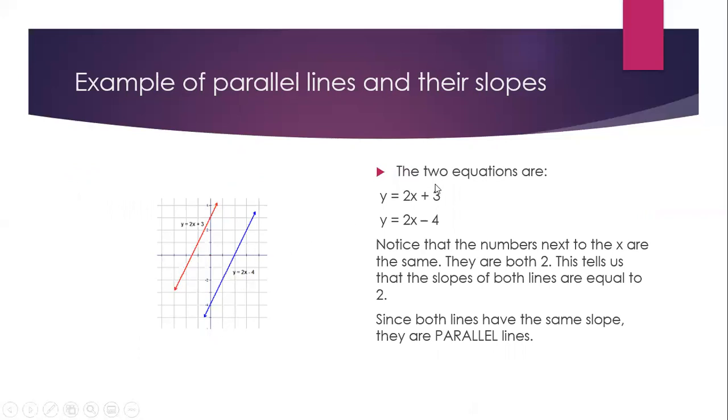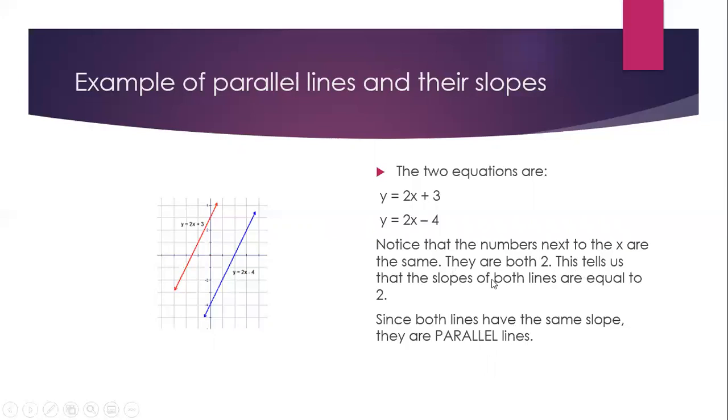So let's analyze it using stuff that we know. The two lines are y equals 2x plus 3 and y equals 2x minus 4. Notice the number next to the x is the same. I have a 2 and a 2. I don't care that the 3 and the negative 4 are different. It sort of matters for other things, but in terms of me trying to figure this out, it is not nearly as important. What's really important is that this 2 and this 2 are the same.